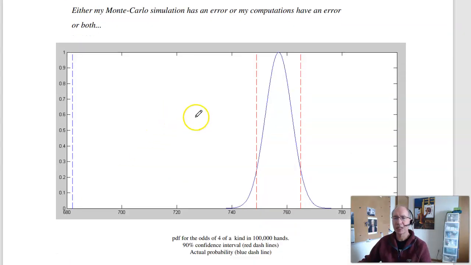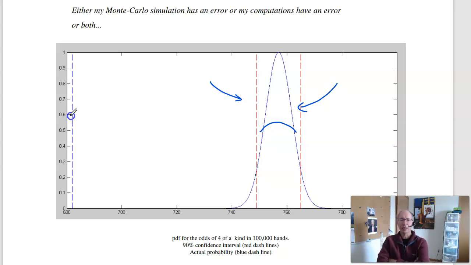So same scale as before. The standard deviation got smaller, t got smaller, so this tightened up. I'm now 90% certain that the odds are somewhere in this range. Here's the calculated odds. So again, it tells me that either the calculations are wrong or my Monte Carlo simulation is wrong. The two are not consistent.